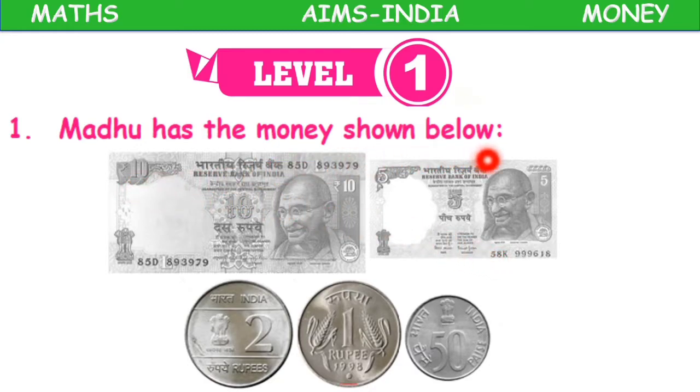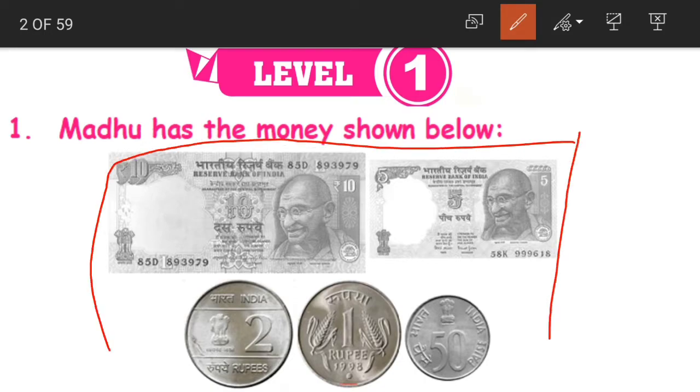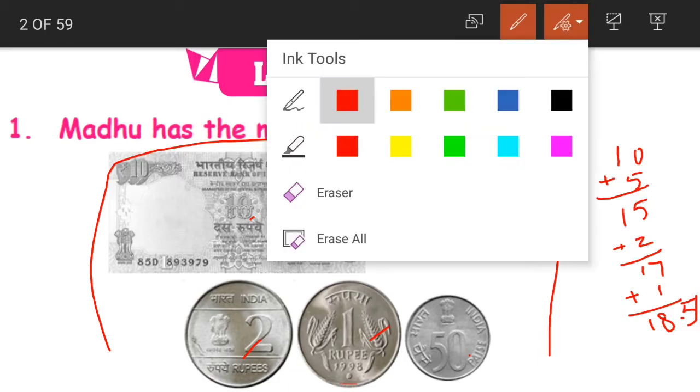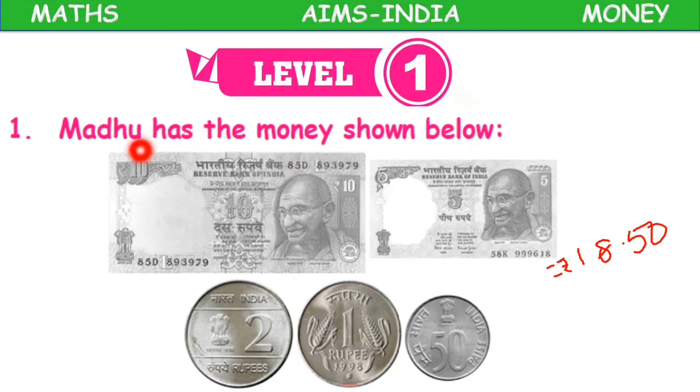Madhu has the money shown below. This money Madhu is having right now. Let us count the money. 10 plus 5, 15. Then we have 2, so that would be 17. Then we have 1, that will be 18. Then we have 50 paise. So 18 rupees. What is the total amount, children? 18 rupees 50 paise is the total amount Madhu has.